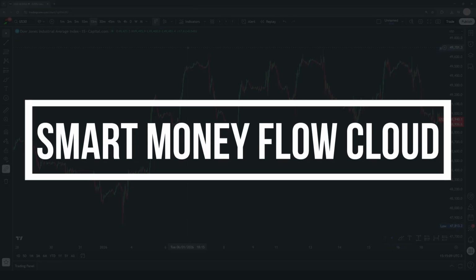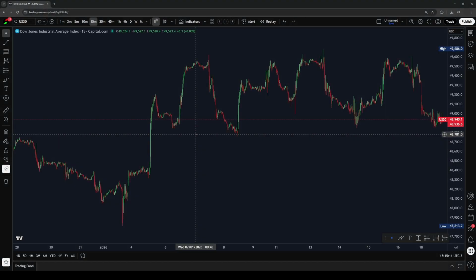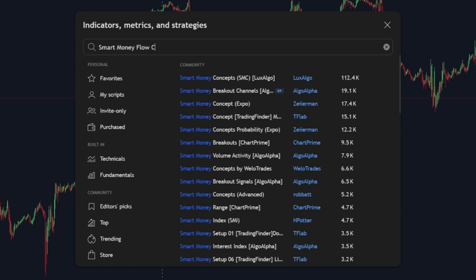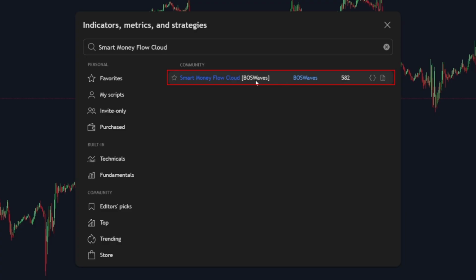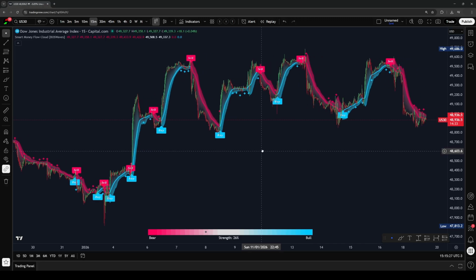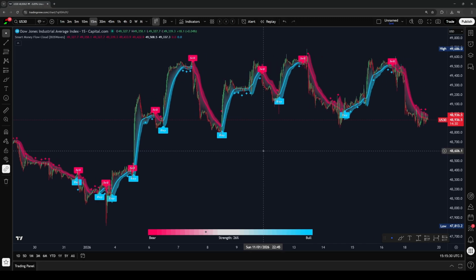Let's move on to our third indicator, Smart Money Flow Cloud, developed by BOS Waves. Go to Indicators, search for Smart Money Flow Cloud, and add it to your chart. This indicator combines trend direction, volatility, and volume-based flow to identify institutional market behavior. It is especially useful for index trading, where strong directional moves are often driven by large market participants.